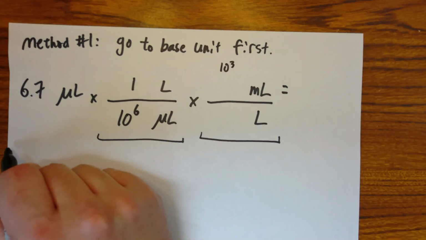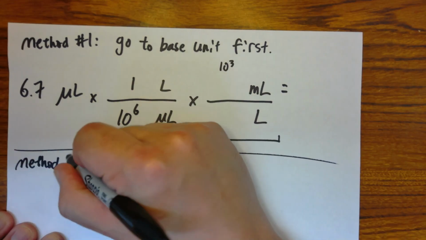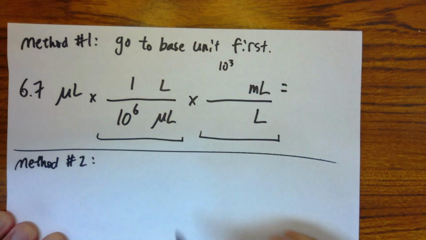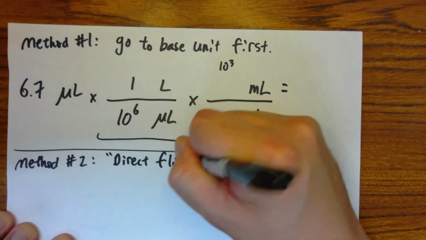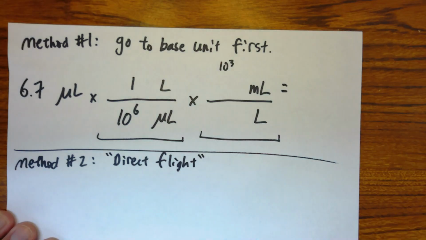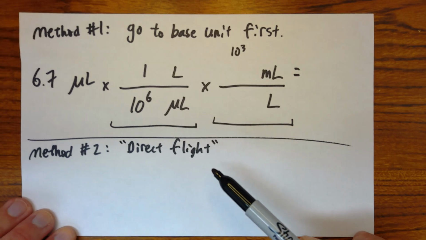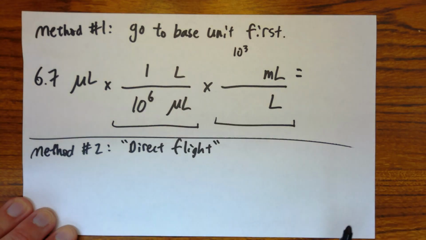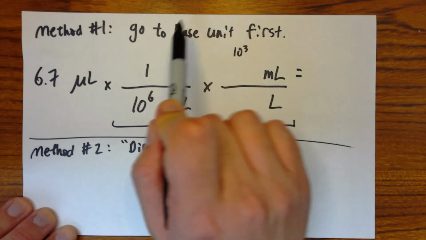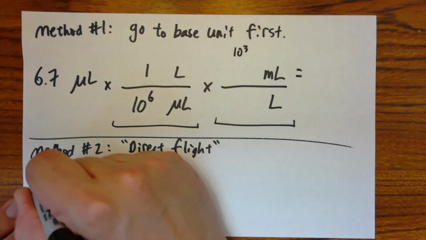Method number 2. I call this like a direct flight. We're going to go straight to our destination instead of trying to go to base units. If you're wondering which method is so-called better, better is not the best word to use, but I usually recommend going to base units first. It may seem a little longer, but actually I personally do this all the time. It just makes my work easier to understand for me.